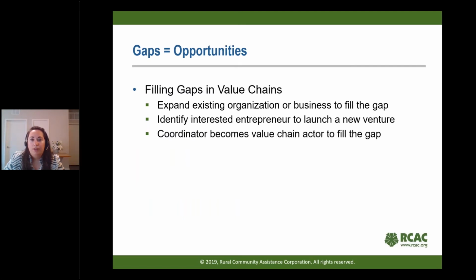Looking critically at your value chain, you will start to identify those gaps. Let's talk about how to fill them. How can gaps be turned into opportunities? A gap is an opportunity to fill it with a local supplier. It could be filled by an already existing business or entrepreneur, or even an organization. Are they able to expand their capacity to fill that gap? Or would someone new have to come in?